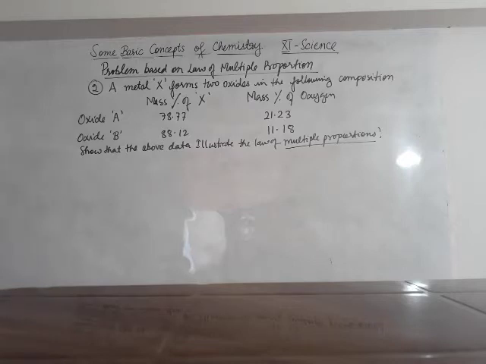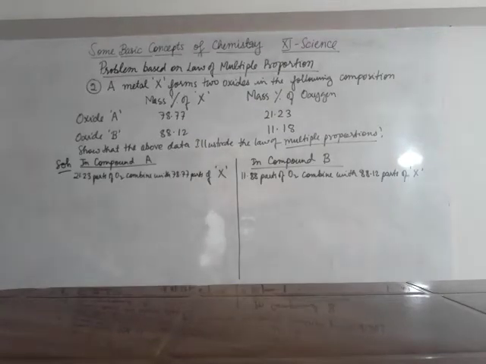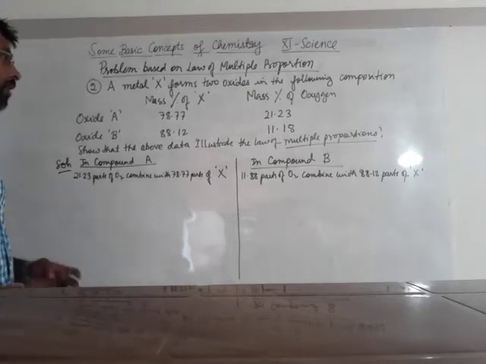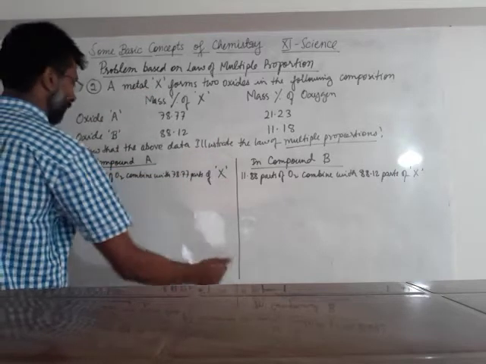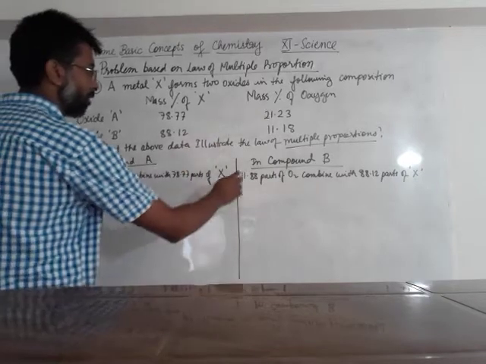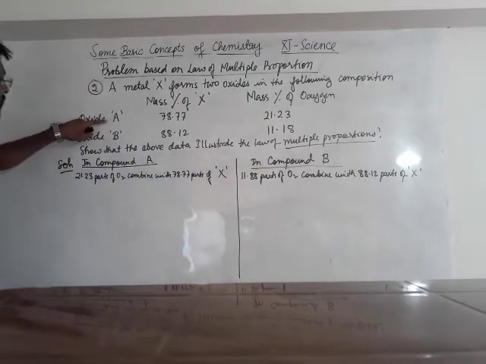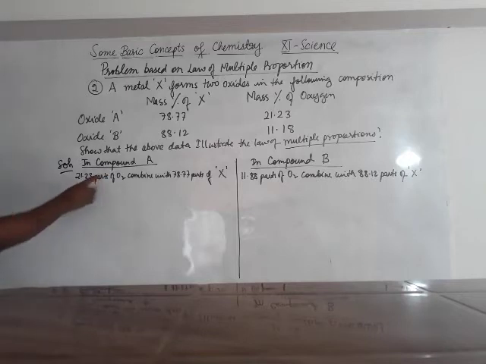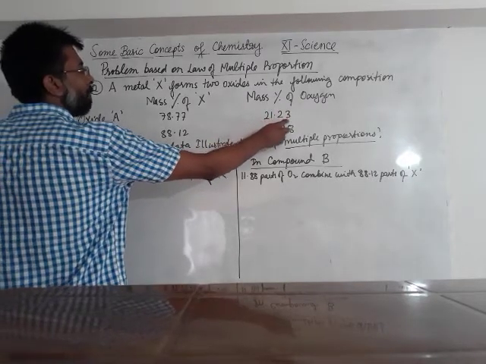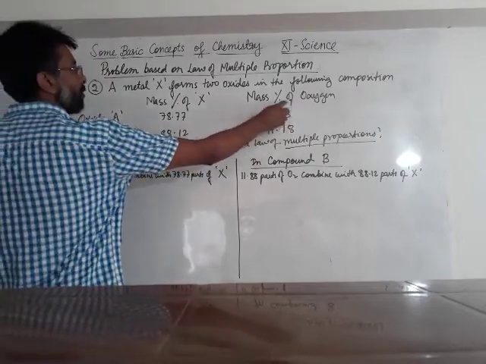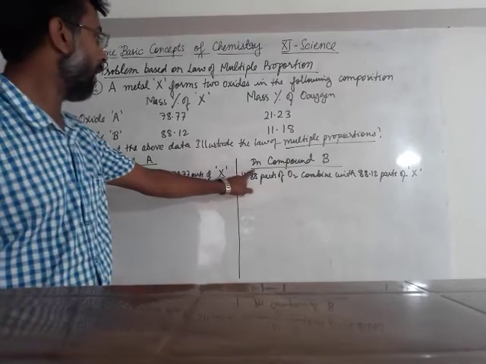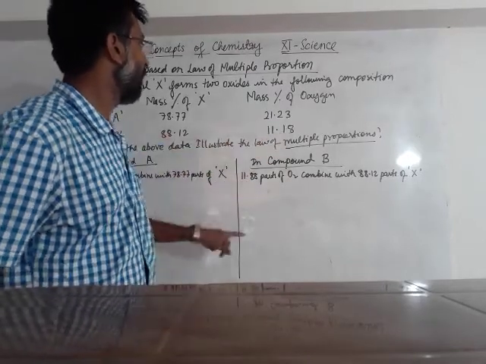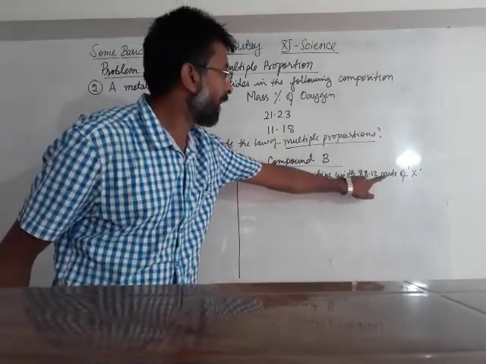Please copy the question. I am waiting for you to copy the question for some time. Okay, now you must have copied the question. So this is how you can solve the problem and illustrate the law of multiple proportion for this given data. Make two columns over here, compound A and compound B, or oxide A and oxide B. Under compound A, you write 21.23 parts of oxygen combined with 78.77 parts of X. Similarly, in the second column under compound B, I write down 11.88 parts of oxygen combined with 88.12 parts of X.